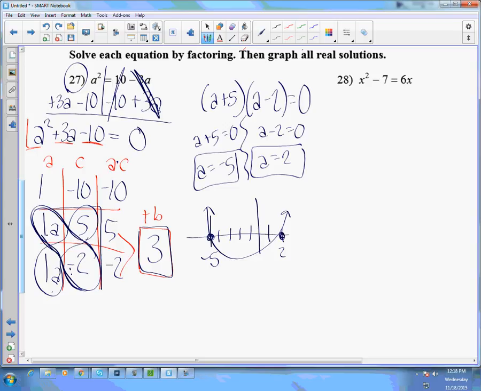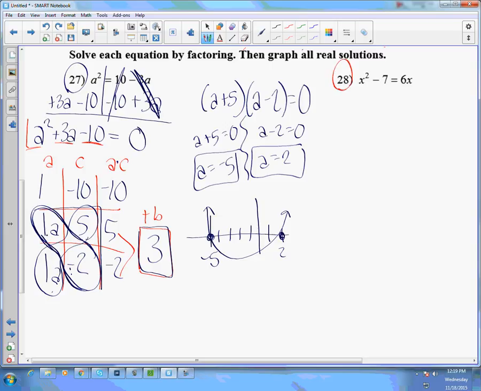Okay, let's try one more by factoring. Number 28. Is it ready to go and set up for factoring? What should it be equal to for factoring? 0. So what's on the wrong side? Is it the x squared that's on the wrong side, or the minus 7, or is it the 6x that's on the wrong side?